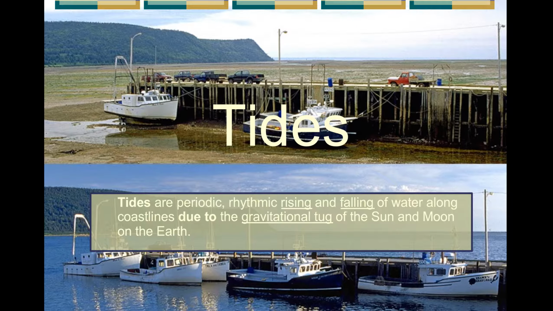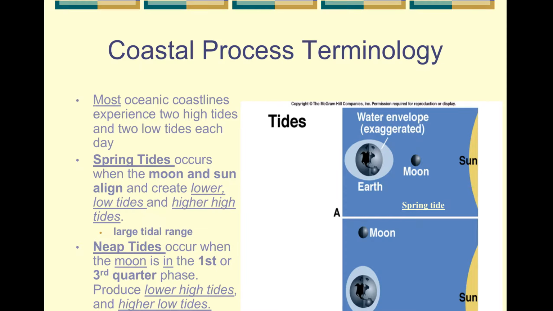influence the climate. And lastly, we're going to talk about tides. As you guys think of them, you've got periodic rhythmic rising and falling of water along coastlines, due to the gravitational tug of the sun and moon affecting the earth. Most oceanic coastlines experience 2 high tides and 2 low tides each day. We call this a semi-diurnal tide. If you get 1 coastal high and 1 coastal low, it's a diurnal tide, but most of them in general, Florida too, are semi-diurnal tides. So you've got 2 times during the day where you get high tide and 2 times where you have low tide.